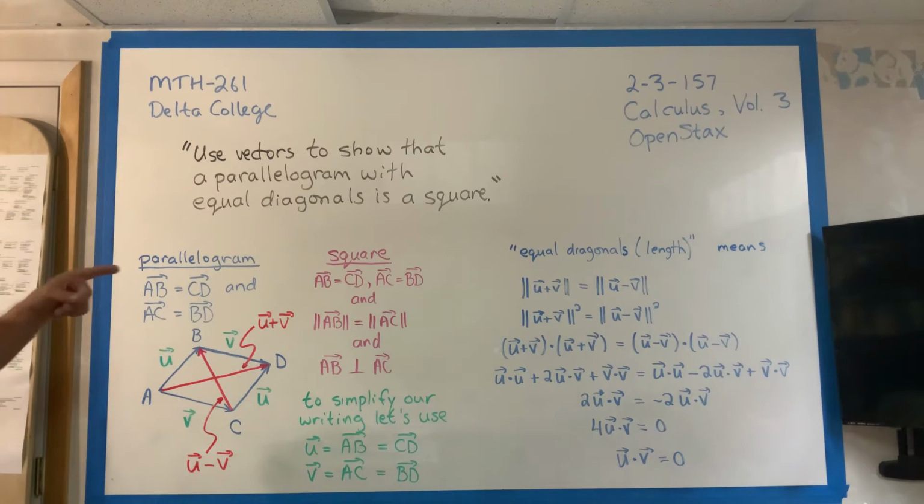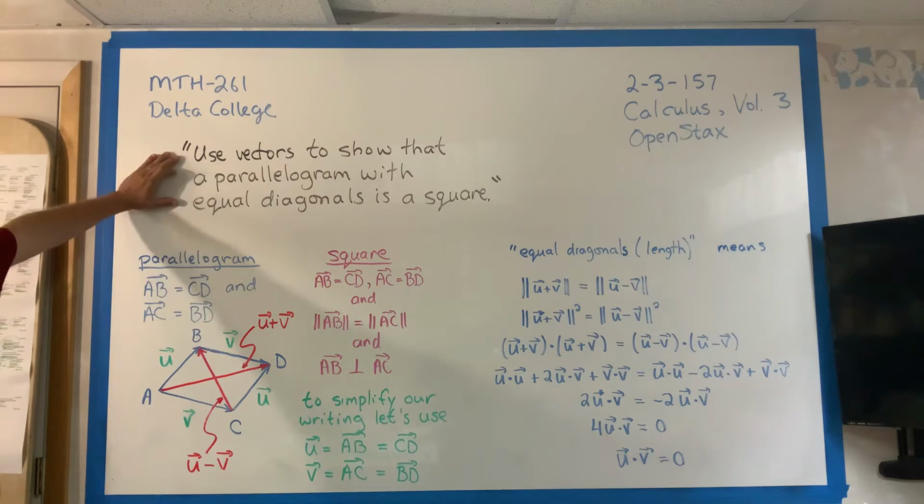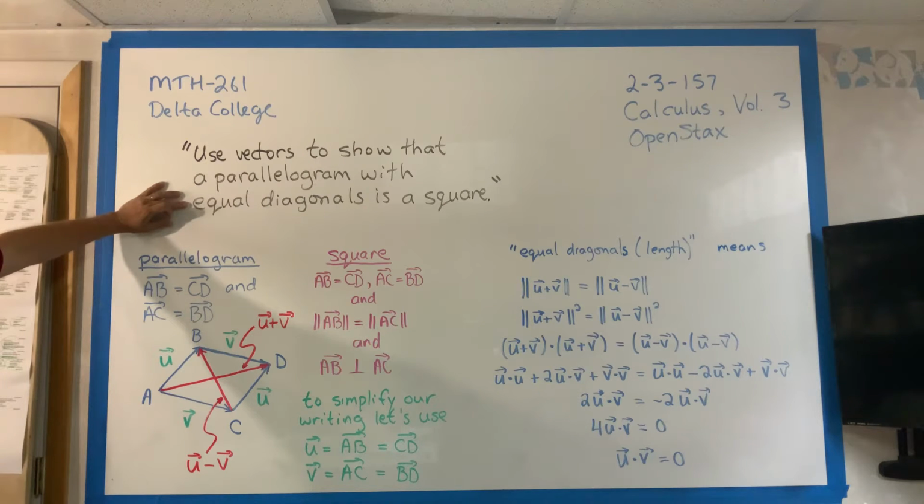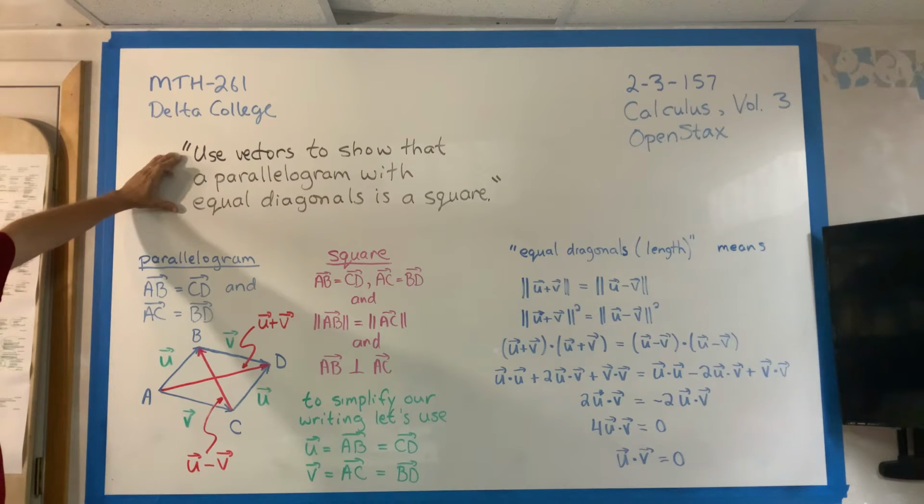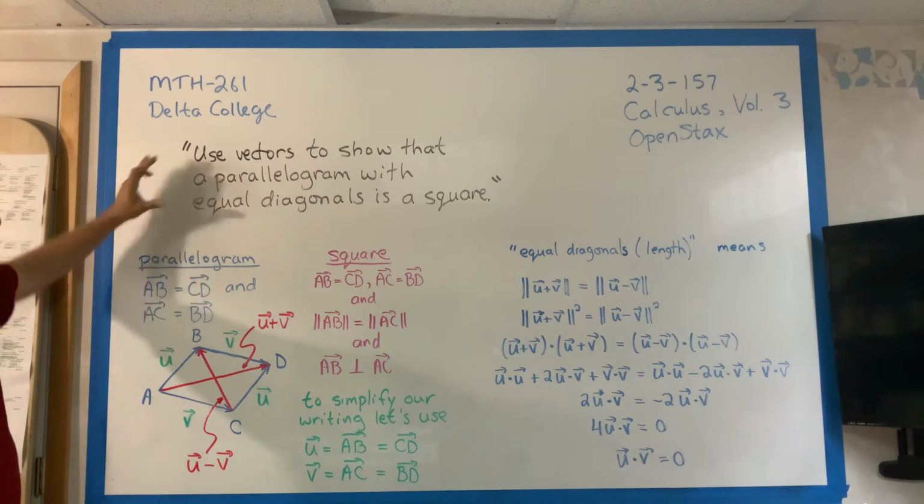A question was asked about problem 157 in section 2.3 in the Calculus Volume 3 from OpenStax. The question says, use vectors to show that a parallelogram with equal diagonals is a square. Actually, this is false. A parallelogram with equal diagonals is not necessarily a square. It is certainly a rectangle. And let us explain.